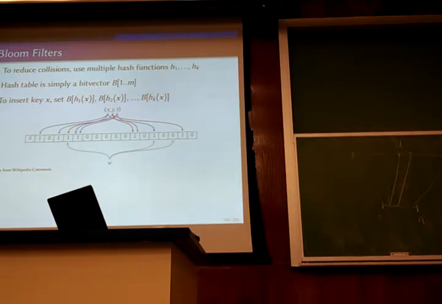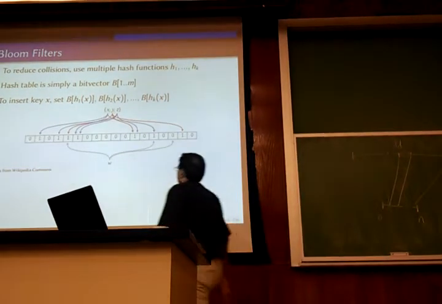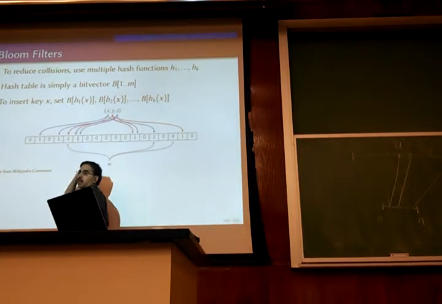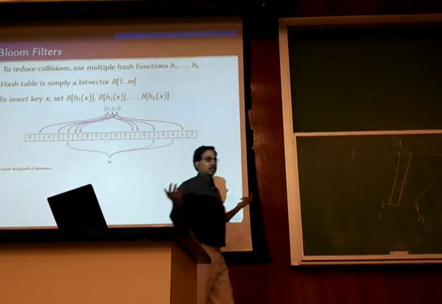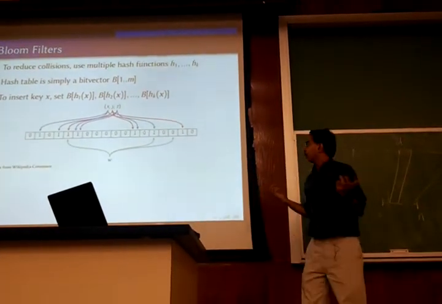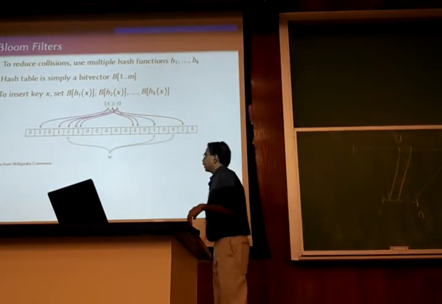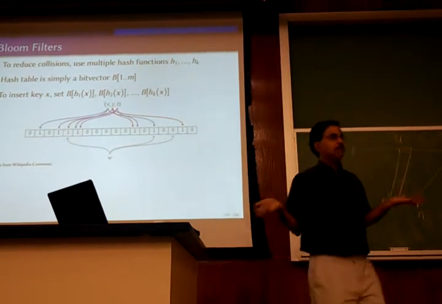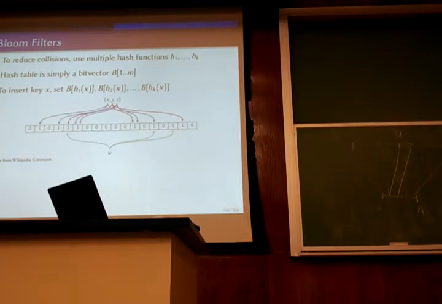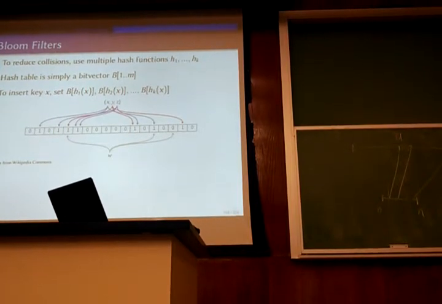X and z collide on the second hash function. So whenever this bit is 1, that alone you cannot figure out whether it is an x or a z. But what you do when you look up is that, once again, you're going to follow the same process. You're going to apply H1 through Hk, and then you're going to go and check all of those bits.